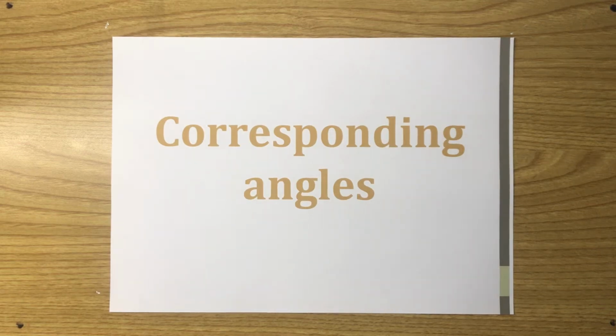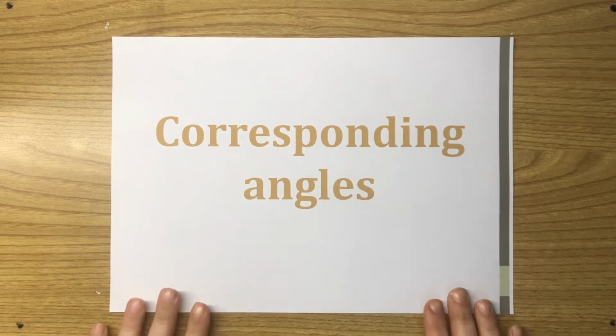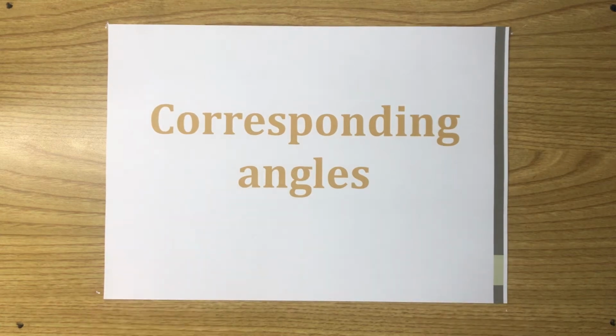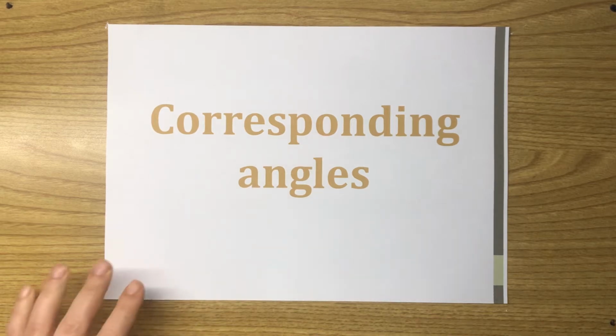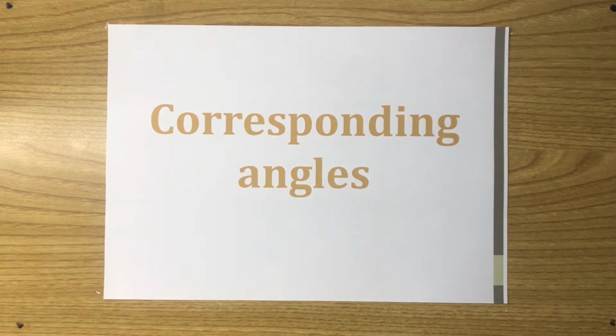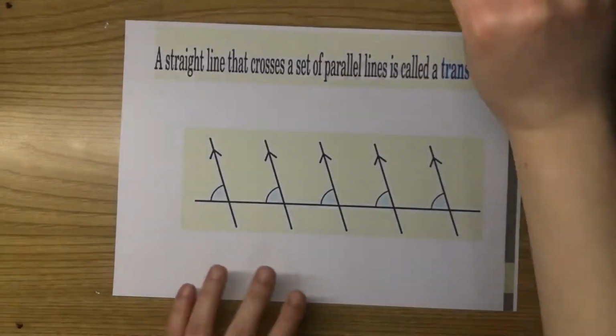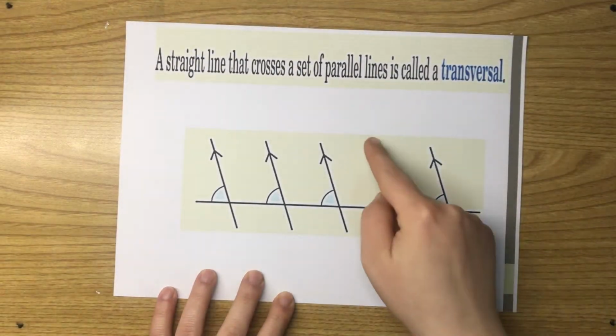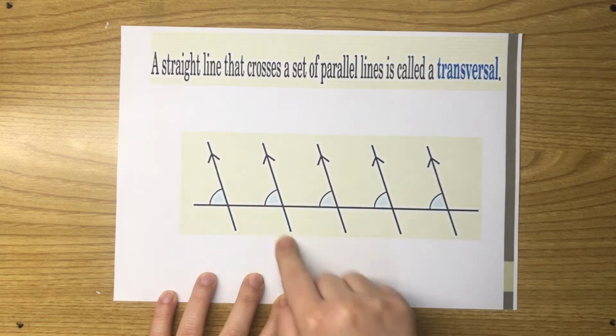Corresponding angles. We are still in the area of angles, of calculating angles in different shapes, but in this case, today's lesson is about corresponding angles that happen when there are parallel lines.